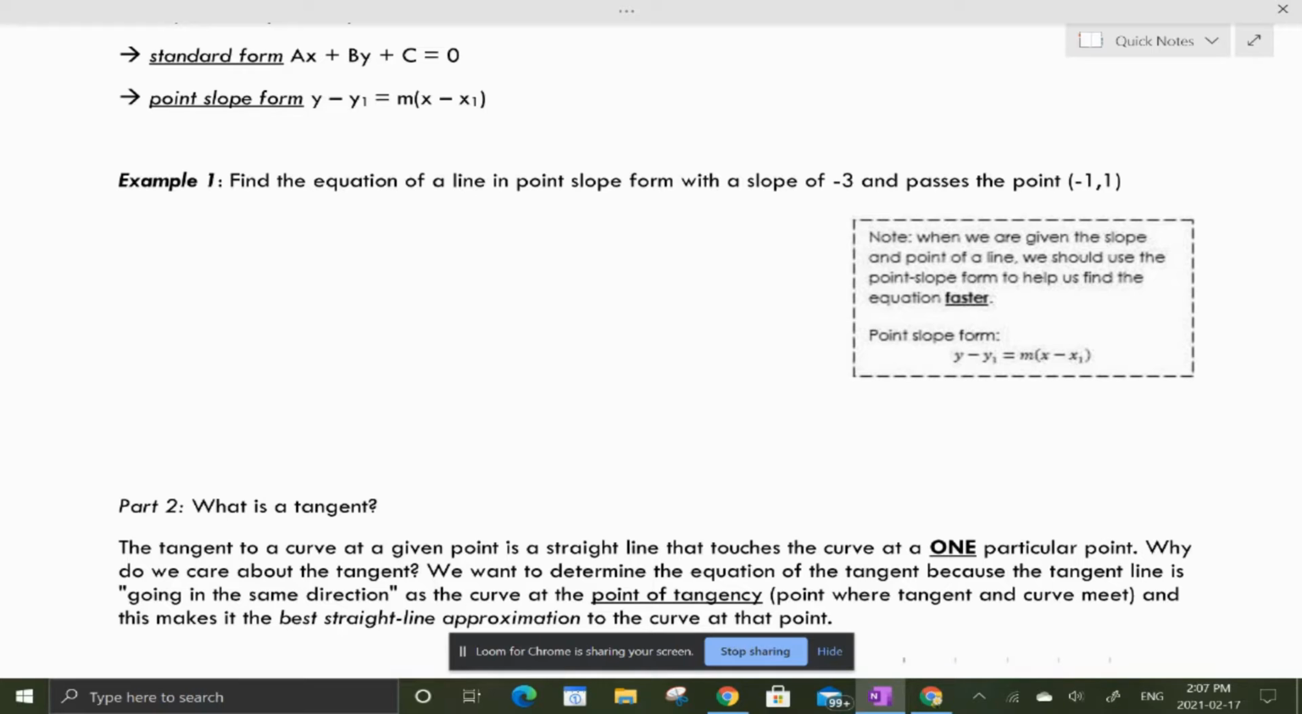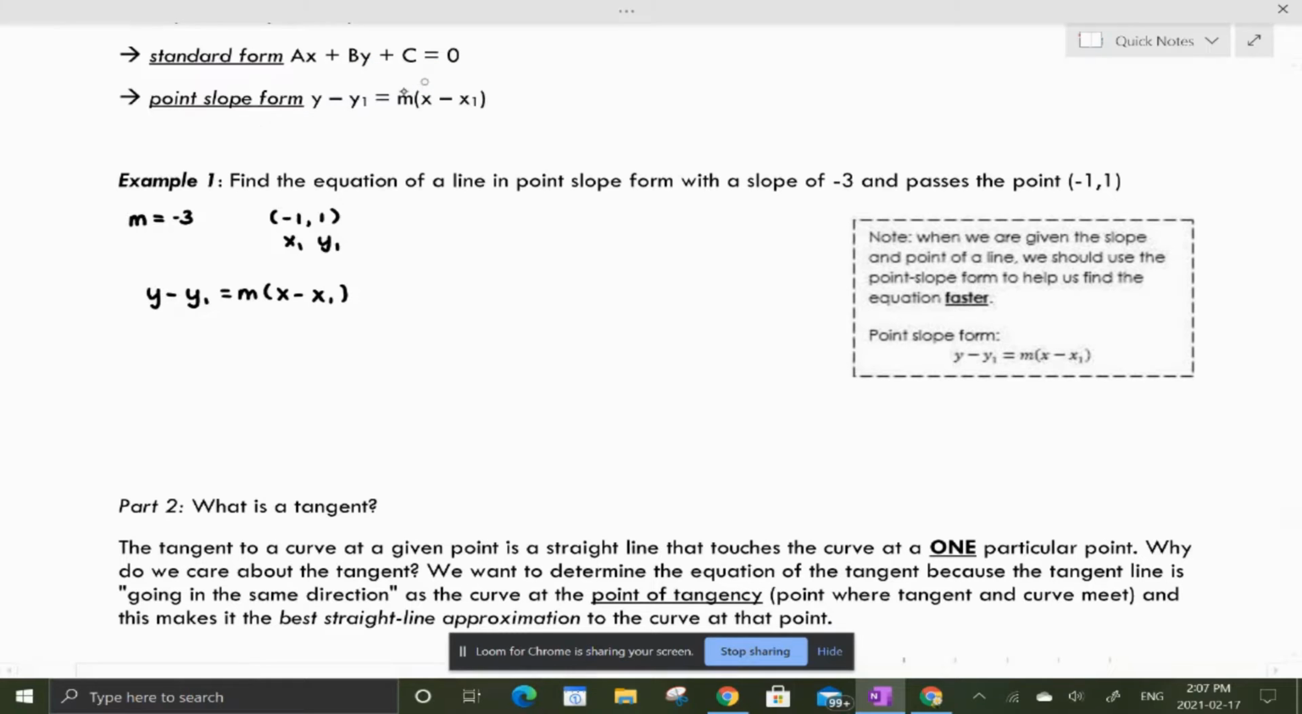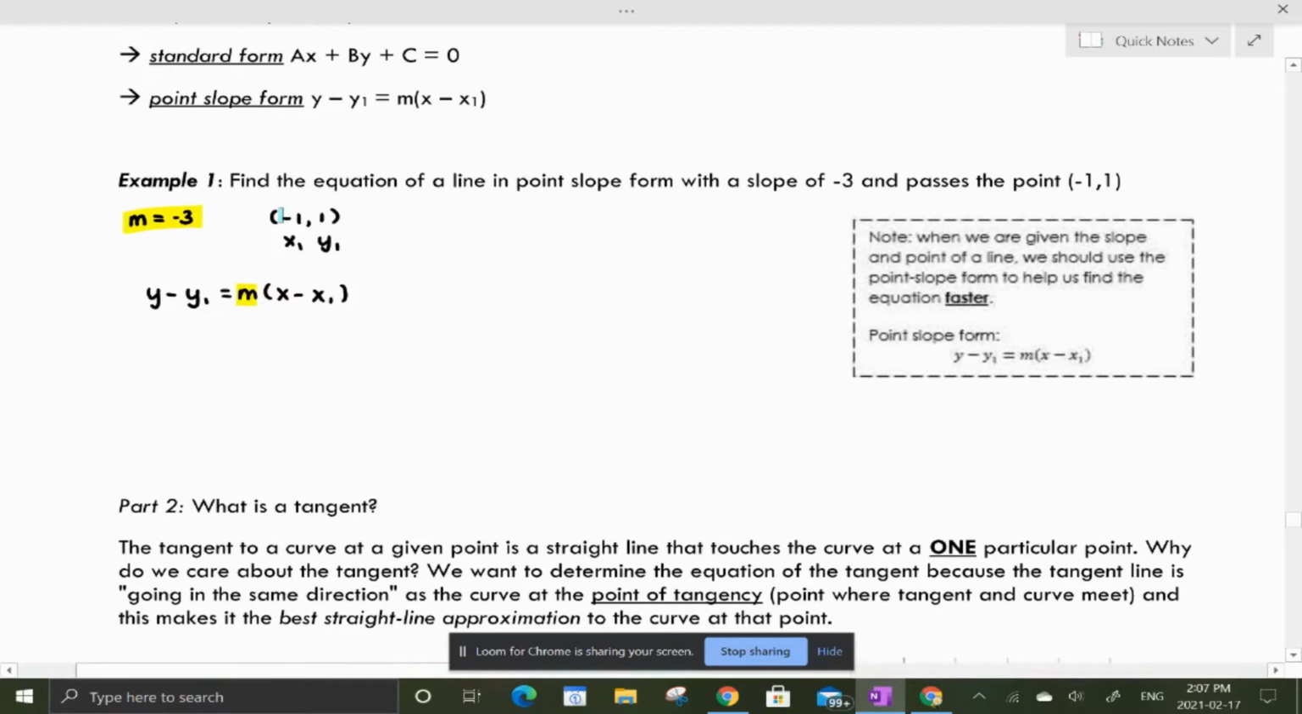point-slope form. So the first thing that we take note of is we know that our slope is -3, and we know that we have a point at (-1, 1). Now we're going to label -1 and 1 as x1 and y1. So point-slope form, if you take a look, is y minus y1 equals m times x minus x1. We know the value of m, that's our slope, which is -3. And then we also know about our point, x1, y1, which is what we're going to replace in here.